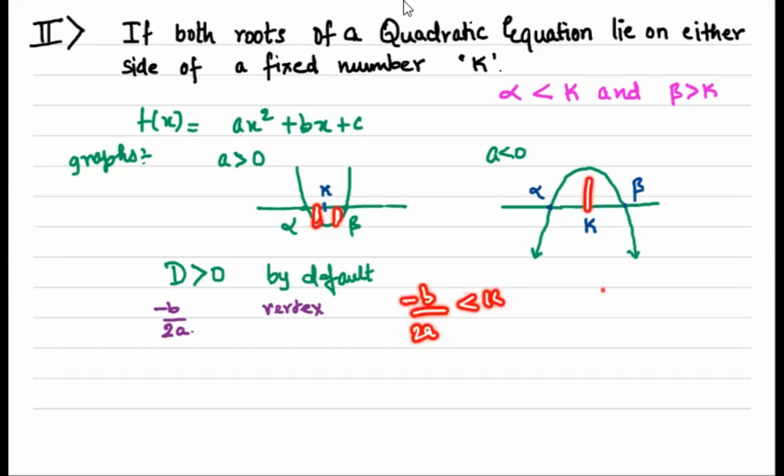Similarly here, the vertex minus b by 2a could be equal to k, the given number k, or it could be less than k, or it could be greater than k. So that means your vertex has no meaning, isn't it? So this condition is not to be checked. No need to check, because there is no point of checking it, because of the very reason that the vertex could be equal to k, or it could be less than, or it could be greater than. Right. So this discriminant is greater than 0 by default. So no need to check.